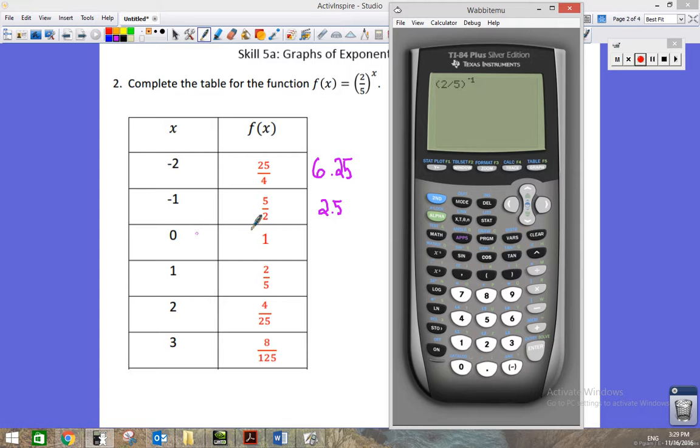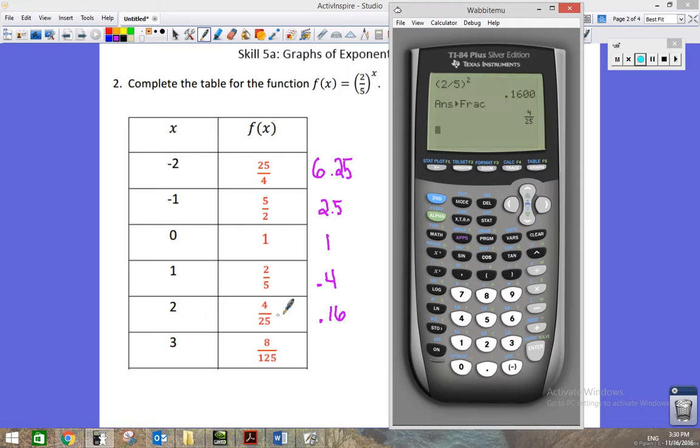If I plug in an exponent of 0, the calculator should recognize that by definition, a non-zero base raised to a 0 power is equal to 1. And if I have 2/5 raised to the first power, well, it's 2/5. And as a decimal number, that's 0.4. If I raise this to the second power, I square the 2, which is 4. I square the 5, which is 25. I get 4 over 25. And as a decimal number, that's 0.16.